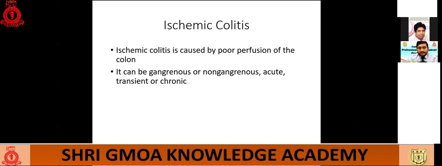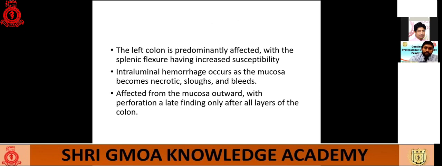So ischemic colitis is also another entity where the blood supply to the colon is impaired, and it can be gangrenous or non-gangrenous, or acute or transient. Commonly the left colon is involved because blood supply to the left colon is less. That is why it's commonly involved. So what happens is when the blood supply is less, the mucosa becomes necrotic and it bleeds. So this is also another cause for lower GI bleeding.